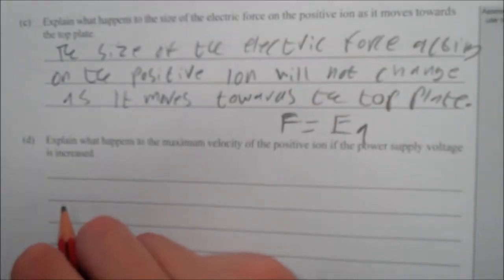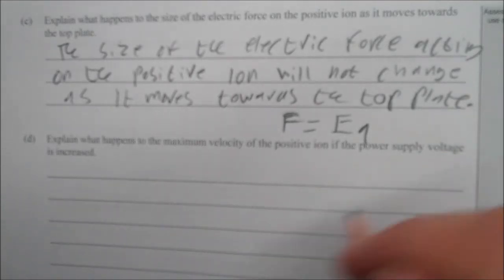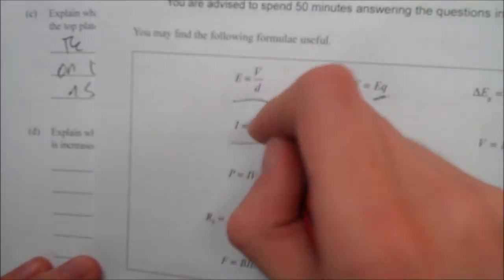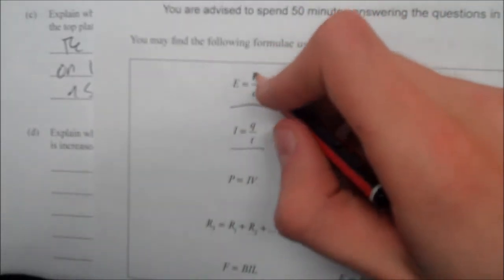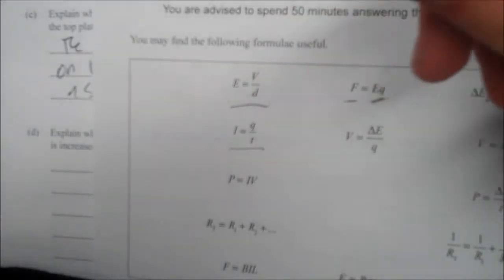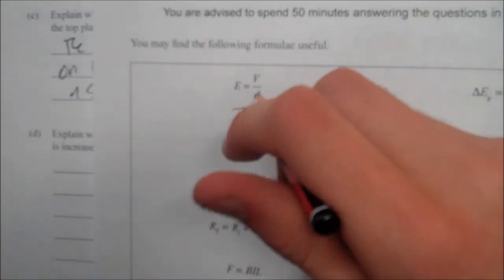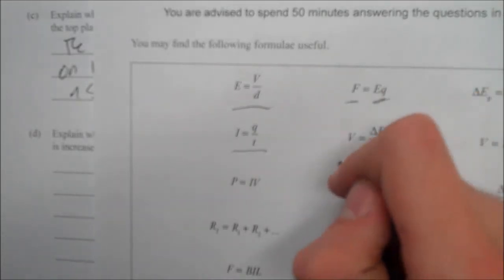So D, explain what happens to the maximum velocity of the positive ion if the power supply voltage is increased. Now, as we saw before, E is equal to V over D. And in this case, if we're increasing the voltage, then that means the field strength of the electric field is going to increase, and that makes sense as well. And so in that case, if E increases, I think it's probably better to show it here.